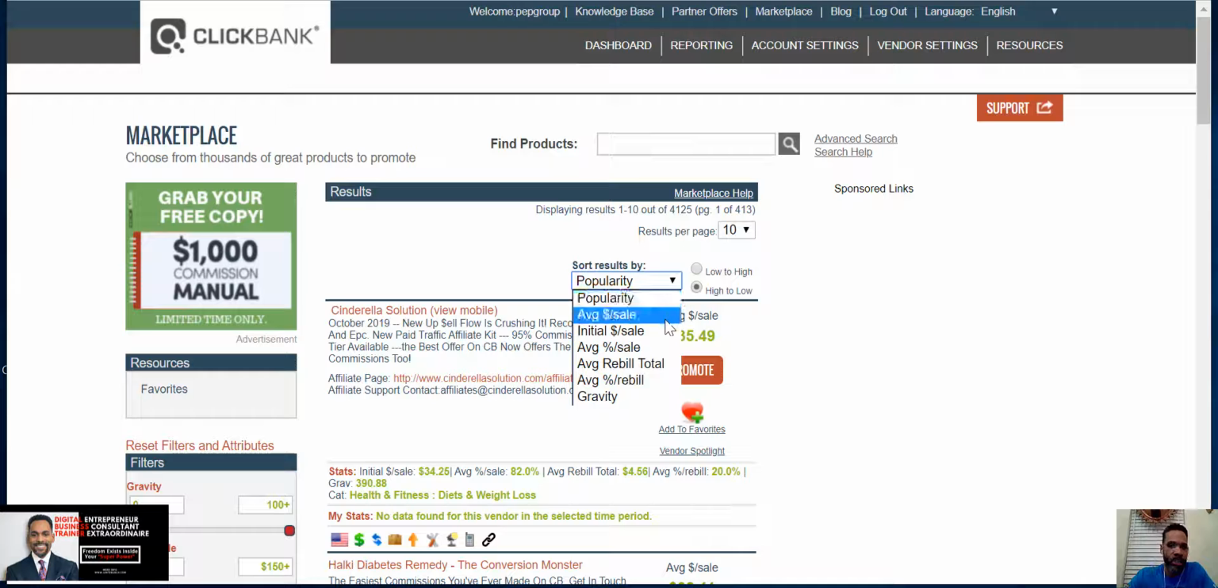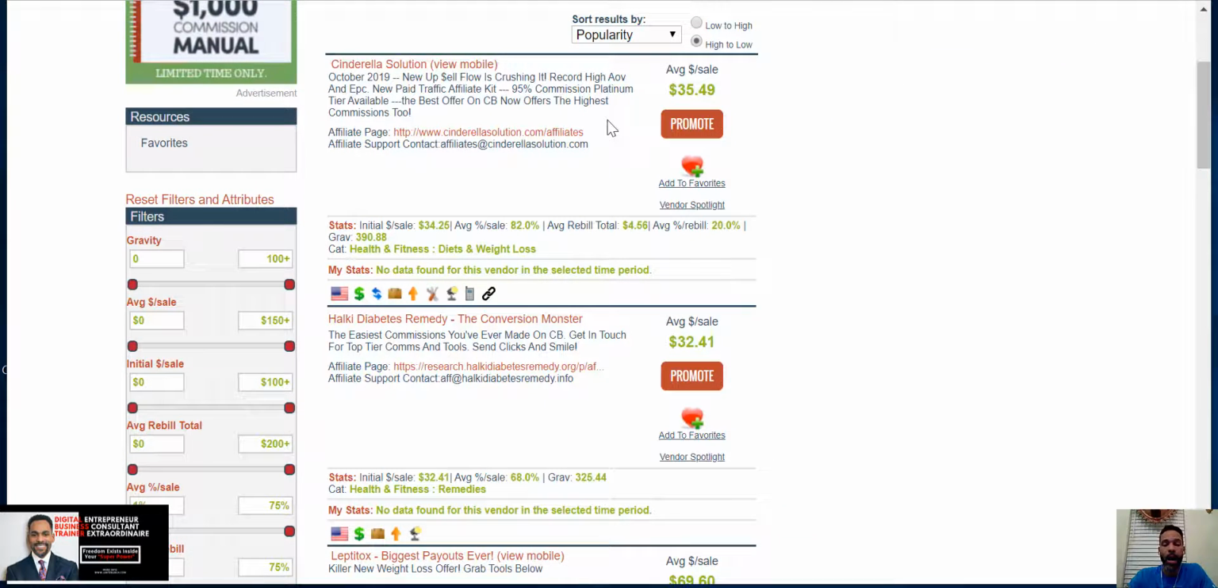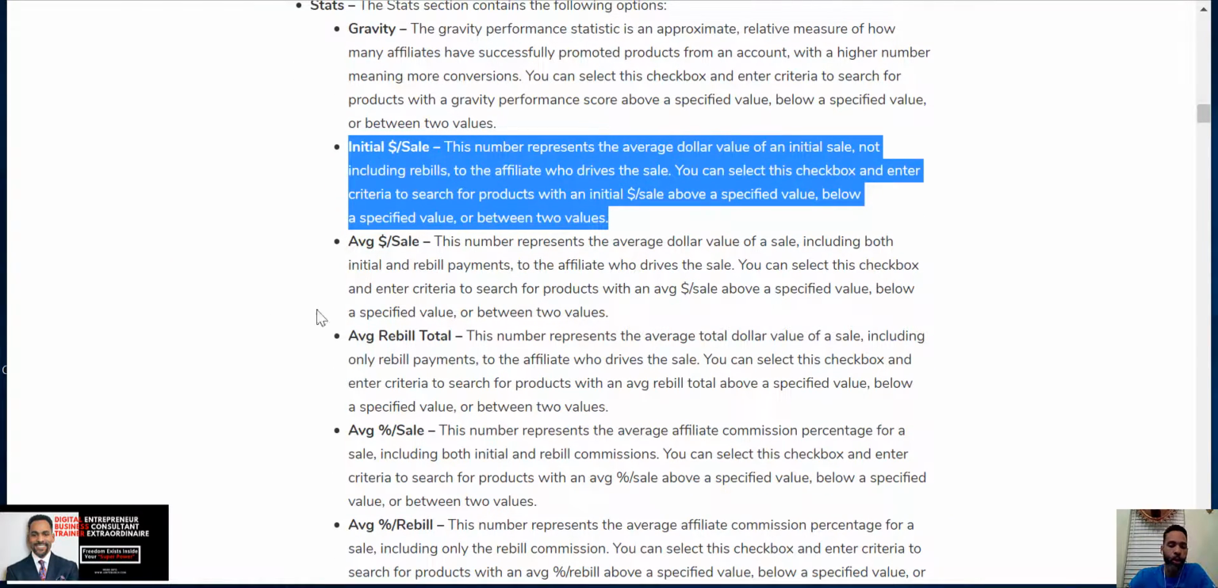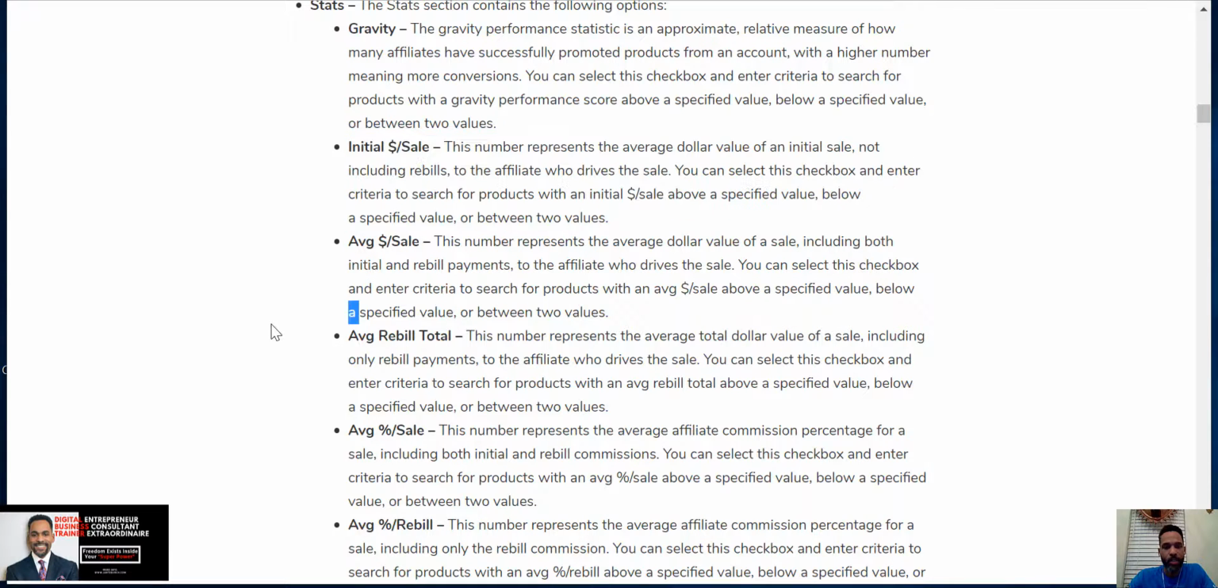So basically what they're saying here is one can actually come in here and search based on all of these things that are being discussed. Now, I'm going to show you why the number one thing to search for is gravity, but let's just carry on with this particular section that we're in. All right, so the average dollar per sale, so that's the initial, right? The average dollar per sale says, let me get that off, this number represents the average dollar value of a sale, including both initial and rebill payments to the affiliate who drives the sale. Again, that's me and you.